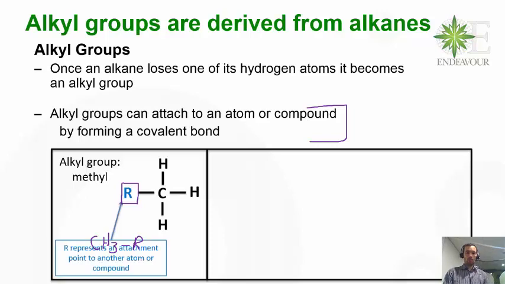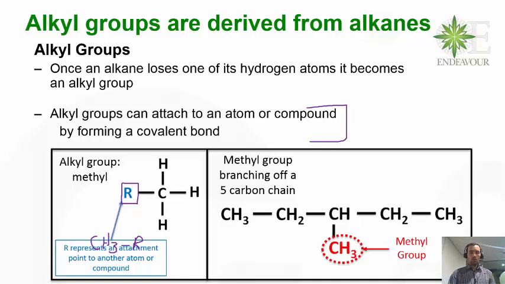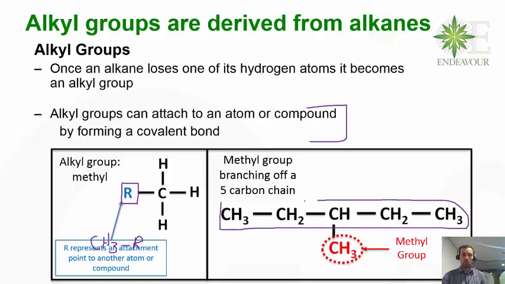So let's have a look at an example of this. So here we have a 5-carbon chain. So if we go from left to right, we've got 1, 2, 3, 4, 5 carbons. And branching off this 5-carbon chain is a CH3. And what is CH3? Well, that's a methyl group. So the R group in this case is actually the 5-carbon chain. So this part here is the R that our methyl group has attached to.